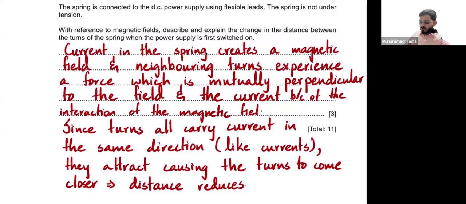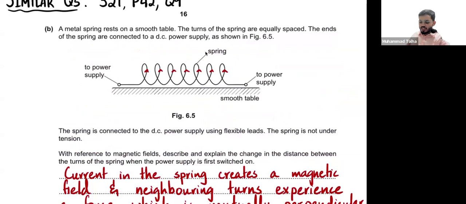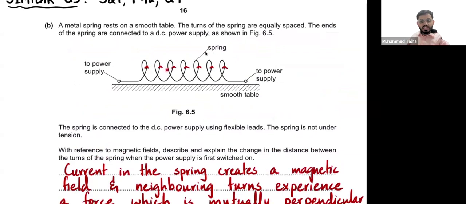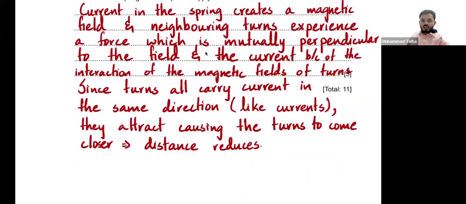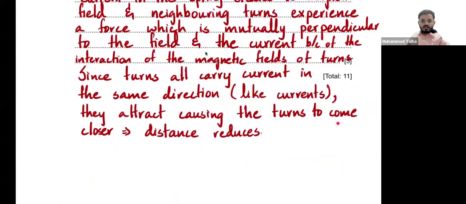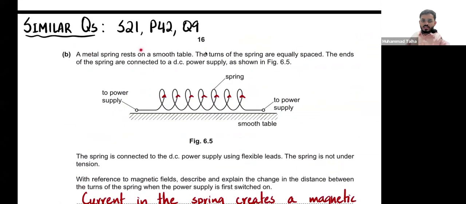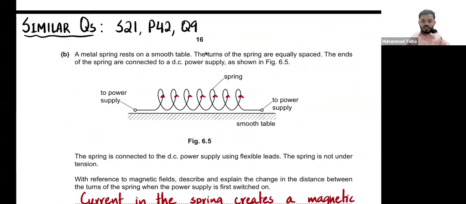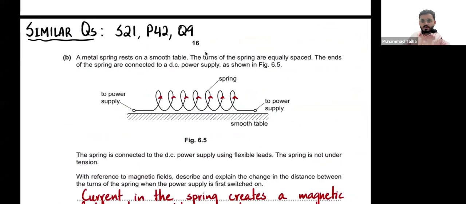Right? So you have all of those magnetic fields, and when their magnetic fields interact, this is going to create some force. Now, how will you explain what happens to the distance between the turns? Since all of these take currents in the same direction, these are like currents, so they will attract. So the turns come closer together, the distance reduces. We have had a really similar question in this paper, so be sure to check this out if you got stuck in this one.